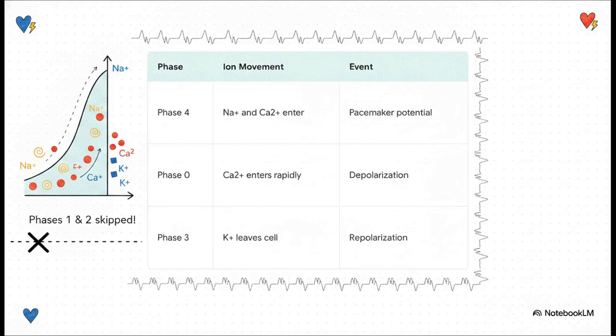Unlike ordinary muscle cells, SA node cells do not have a stable resting membrane potential. They are constantly drifting towards firing. In phase 4, sodium enters through what's known as the funny current, followed by a slow entry of calcium creating the pacemaker potential. Once it hits a threshold of about -40 millivolts, we trigger phase 0, rapid depolarization. Finally, in phase 3, potassium leaves the cell, bringing the voltage back down in repolarization, and the cycle immediately starts over. Notice anything missing? Pacemaker cells entirely skip phases 1 and 2 that you would find in normal cardiac muscle.